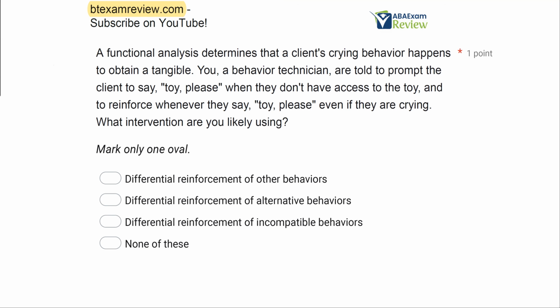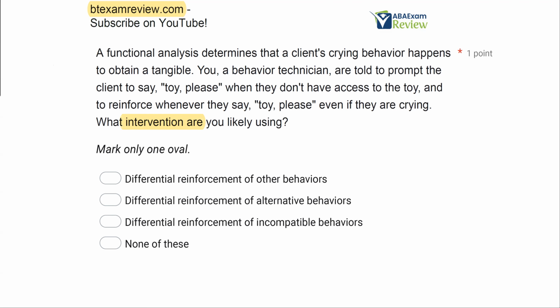A functional analysis determines that a client's crying behavior happens to obtain a tangible. You, a behavior technician, are told to prompt the client to say toy please when they don't have access to the toy, and to reinforce whenever they say toy please, even if they are crying. What intervention are you likely using? Intervention question, and we're looking at you because in this scenario, you are the behavior technician.